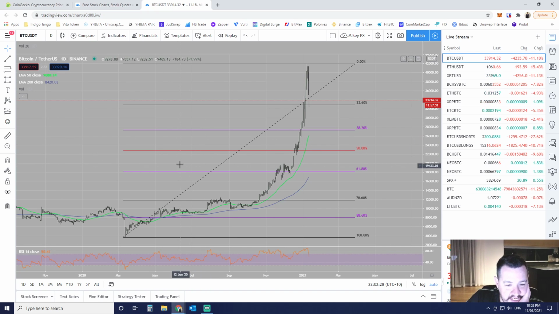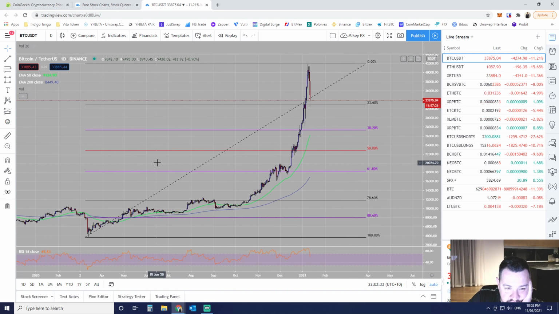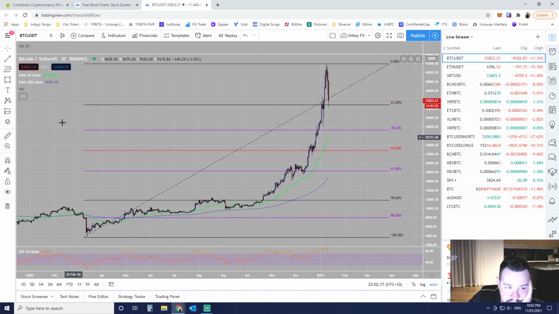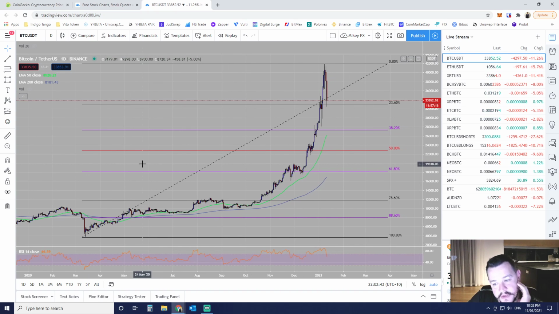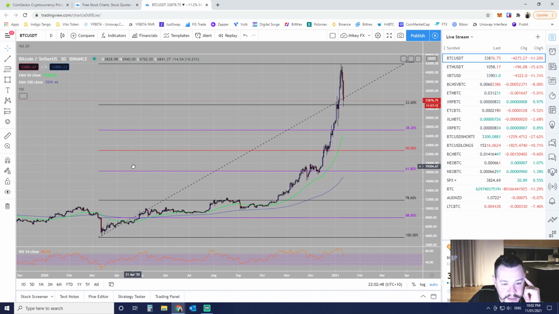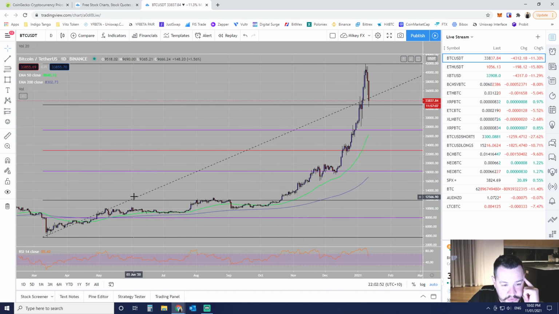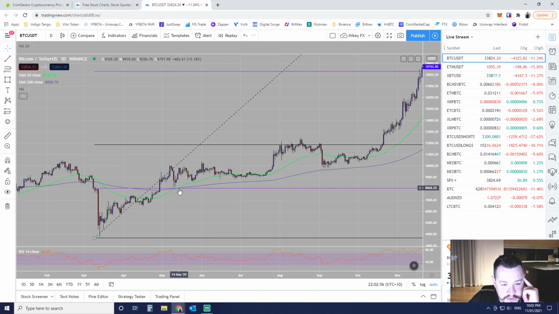Another good thing to have on your charts, even if you're an advanced trader, is the 50 and 200 EMAs. These are used by many professional traders all around the world, institutional traders as well. So a big bullish sign here is what's called a golden cross, which means the 50 EMA is crossing the 200 EMA, and this happened back in mid-May.